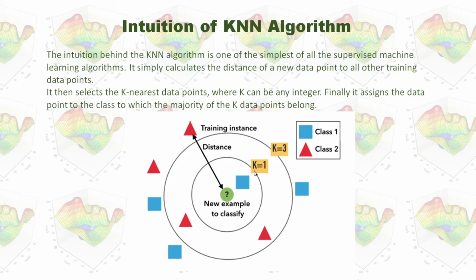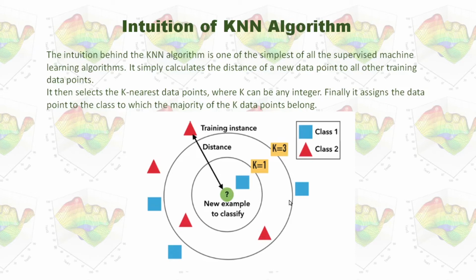That is, k is very critical to our result. If we take k equals 1, we will classify this data point as a square. But when we use k equals 3, we will classify this new data point as a triangle.